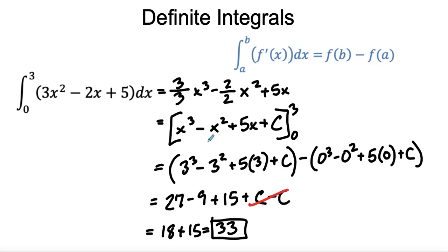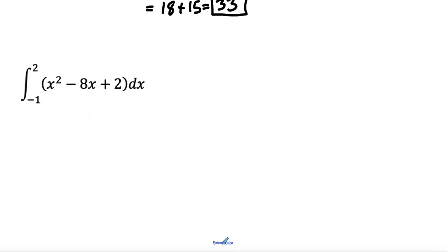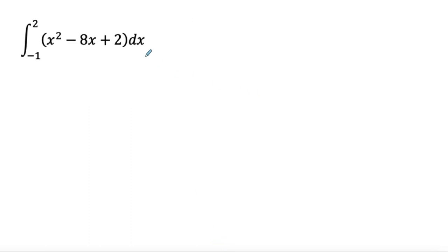All right, let's look at one more here. Let's try another one. This one's going to get a little more tricky, because you can see we're going to have, well, just one fraction. So, okay, so now our numbers are 2 and negative 1. So we'll have to do some simplifying here, but let's first find the integral. So x squared is going to become 1/3 x cubed. And then we're going to have minus 8 divided by 2x squared, because we're going to take this x to the first power and add 1, plus 2x.